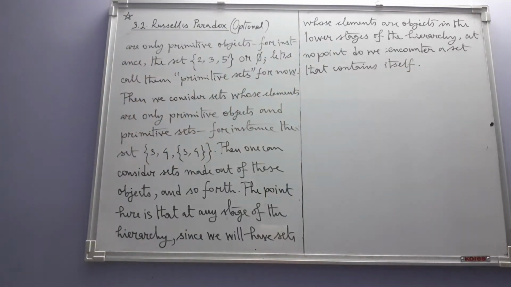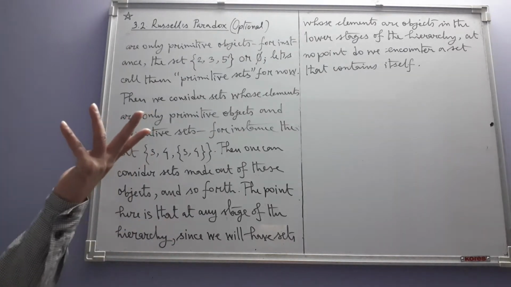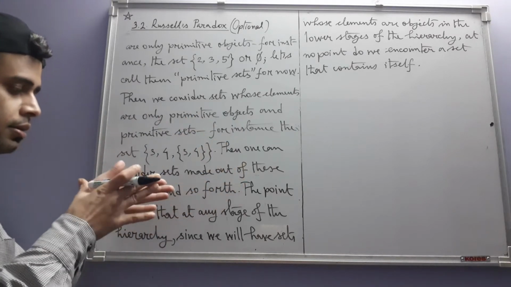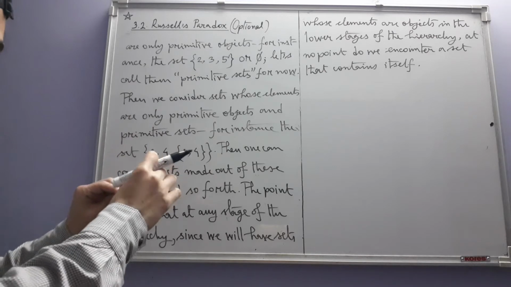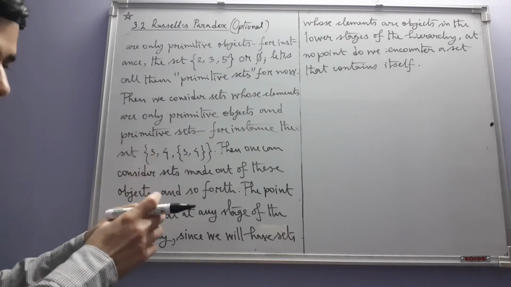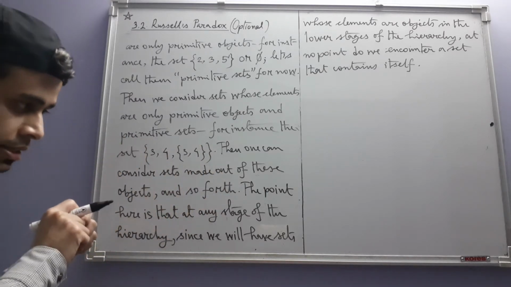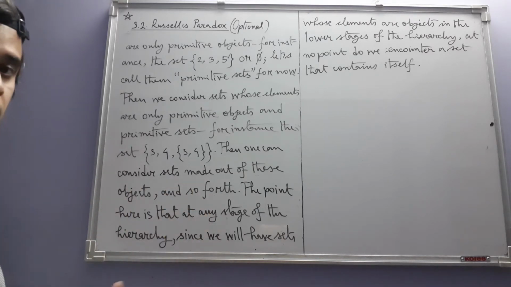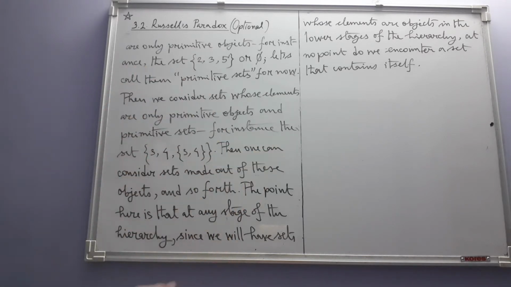Do you see the thing here? Since we are creating more and more complicated sets in this fashion, at any stage of the hierarchy, if you consider a set, then its elements are objects from the lower stages of the hierarchy. So you can never have the set containing itself, because it is at the same level of the hierarchy, which is only being formed using objects of lower status in the hierarchy. So that's how we can avoid having a set containing itself.